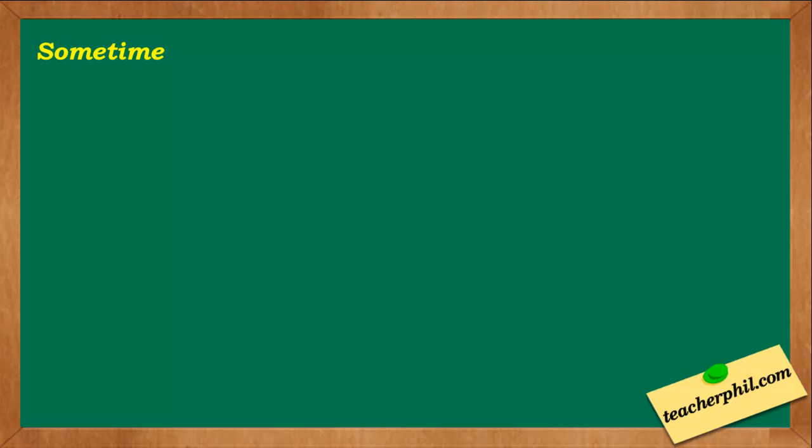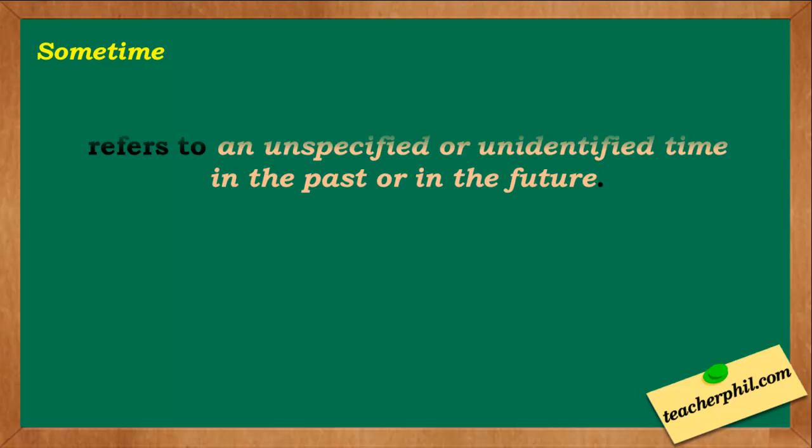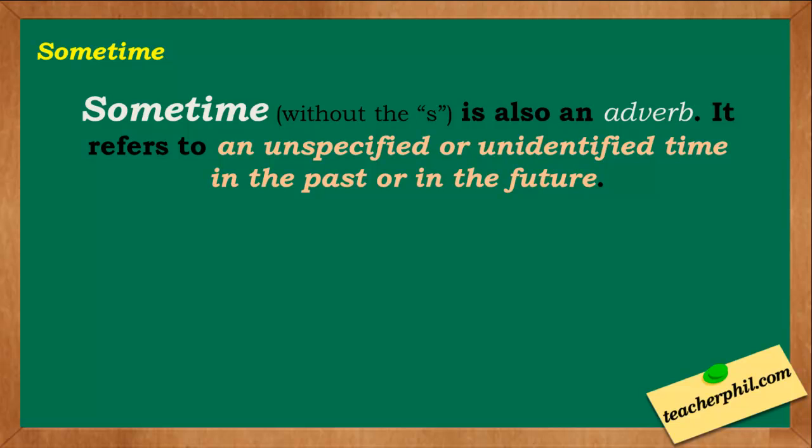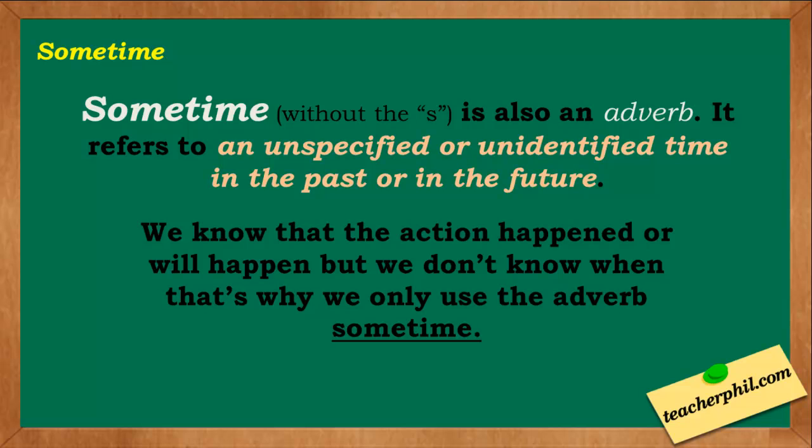The second one is the word sometime. Sometime without the S is also an adverb. It refers to an unspecified or unidentified time in the past or in the future. We know that the action happened or will happen, but we don't know when. That's why we only use the adverb sometime.